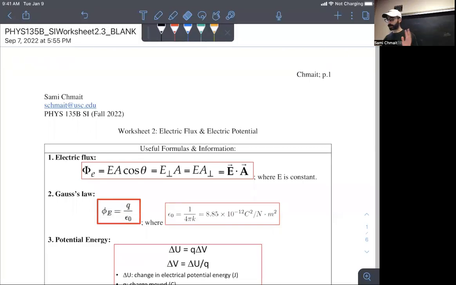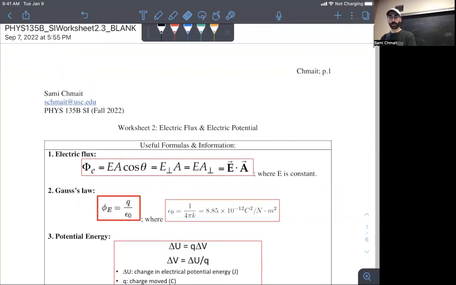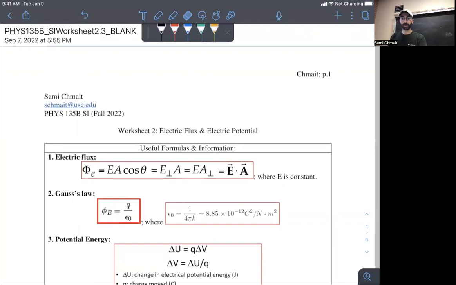All right. Hi, everybody. This is worksheet 2 on electric flux and electric potential. I'm trying out the iPad setup again, so hopefully we like that. And if we do, we'll just proceed using this modality.